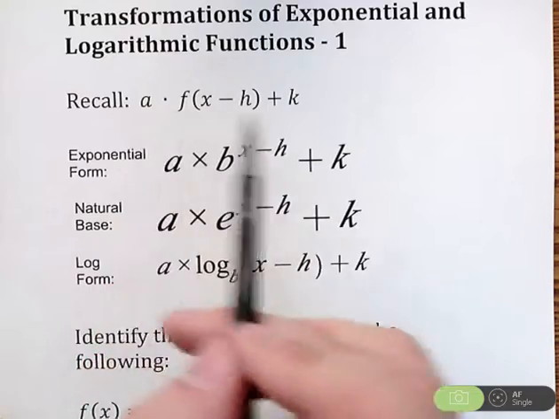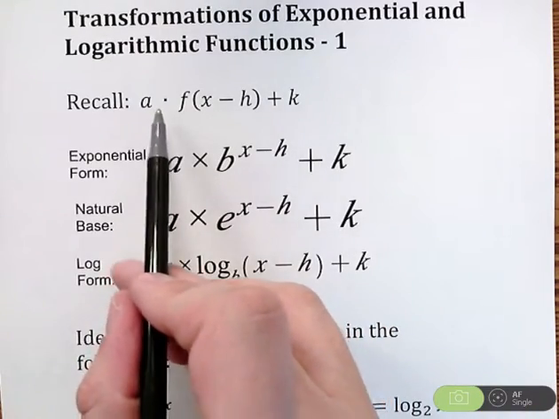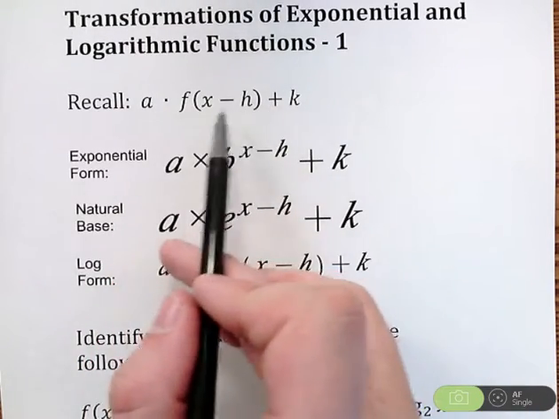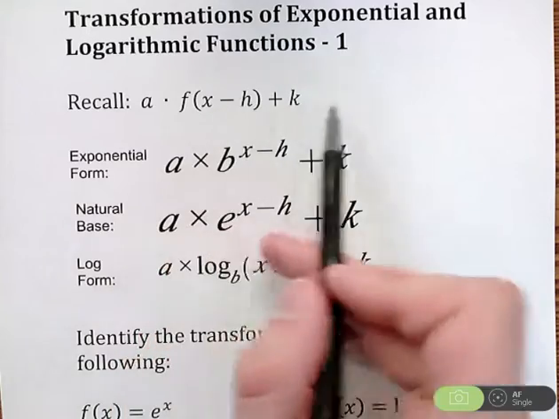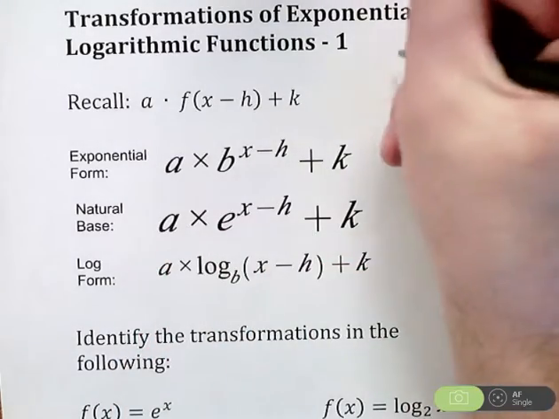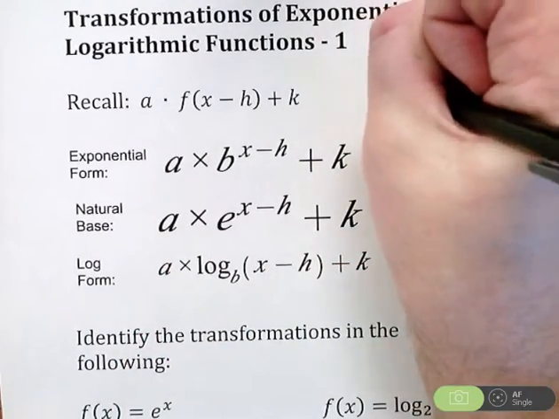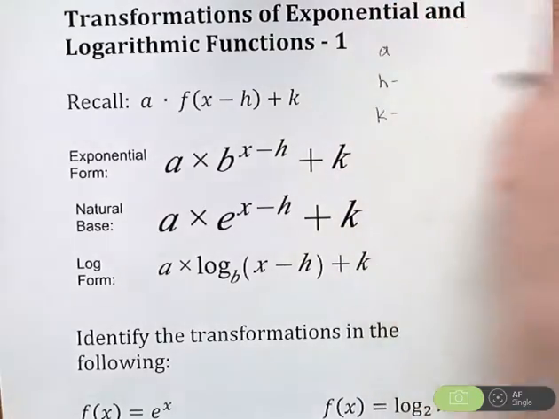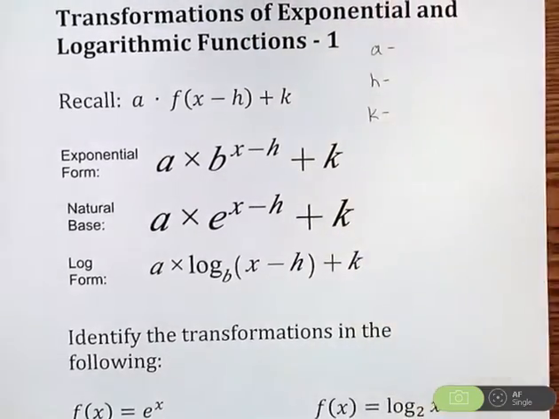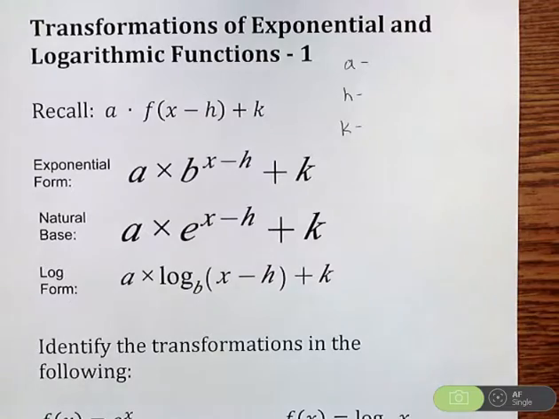Remember we have A, H, and K that we're worried about. A is always out front. H is usually with the X and K is in the back. So as a quick review, we should probably go through what A, H, and K do. That will make this a lot easier.